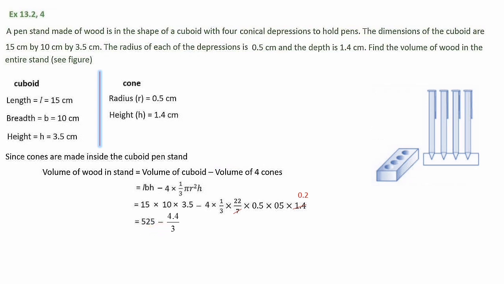525 minus. In the numerator, when you multiply 4 into 22 into 0.5 into 0.5 into 0.2, you will get 4.4. In the denominator, there is 3. That is equal to 525 minus 4.4 by 3. You have to divide to at least 2 decimal places. 4.4 by 3 you will get as 1.47. When you subtract, you will get 523.53. So the volume of wood in the stand is 523.53 centimeter cube. That is our answer.